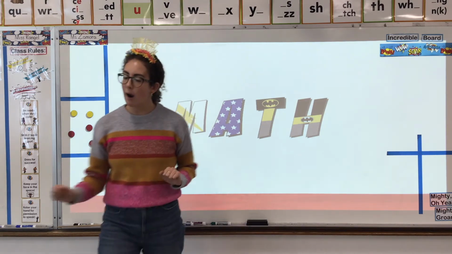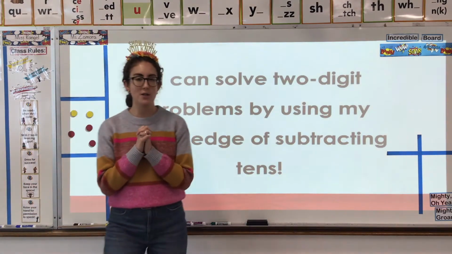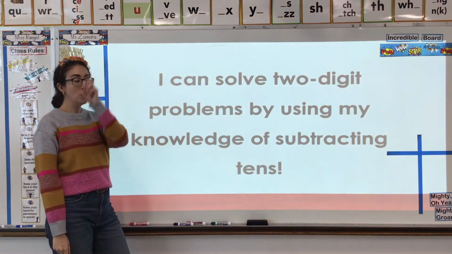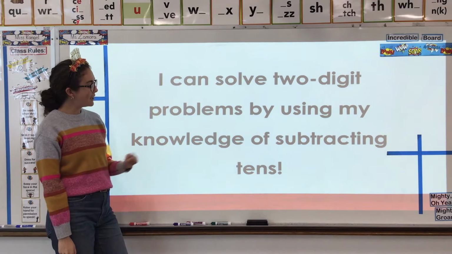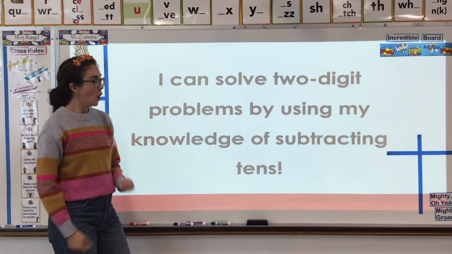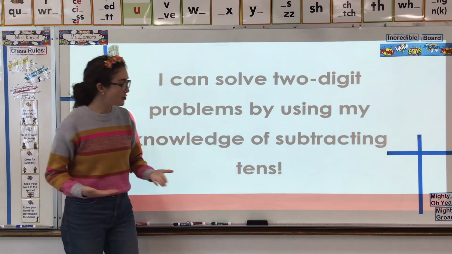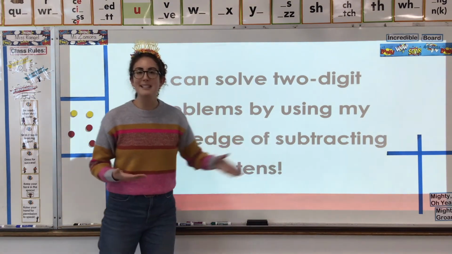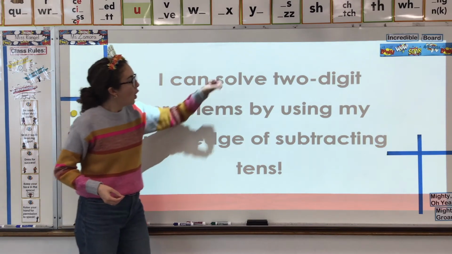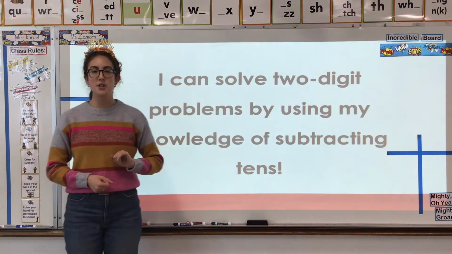So let's check out our learning target for this Thursday. It says, I can solve two-digit problems by using my knowledge of subtracting tens. So this is the same goal as yesterday. We're just subtracting tens today and focusing on subtraction. We're still solving our two-digit problems.